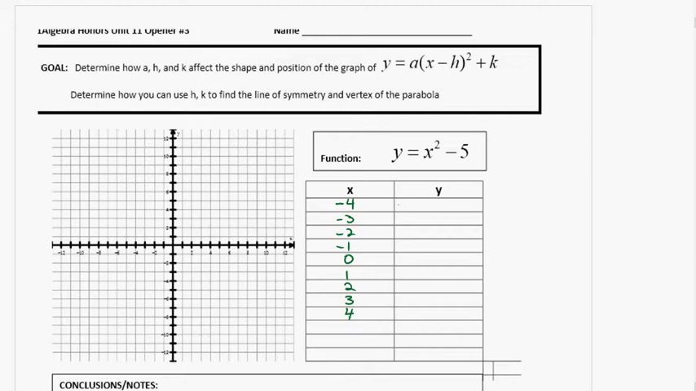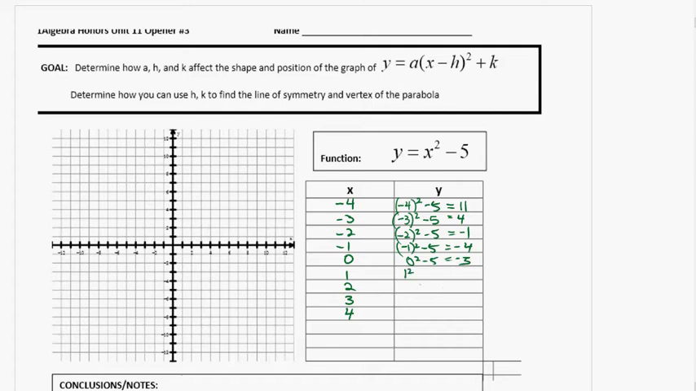And so negative 4 squared minus 5 is 11. Negative 3 squared minus 5 is 4. Negative 2 squared minus 5 is negative 1. Negative 1 squared minus 5 is negative 4. 0 squared minus 5 is negative 5.